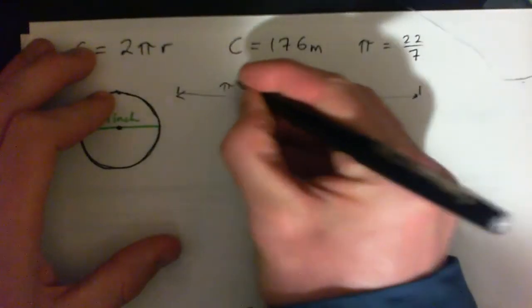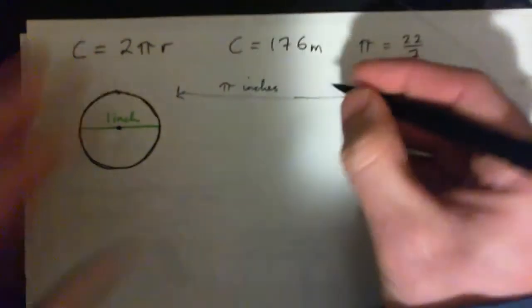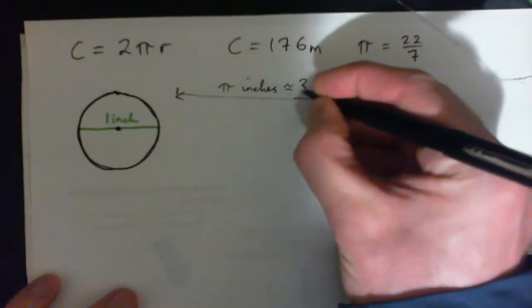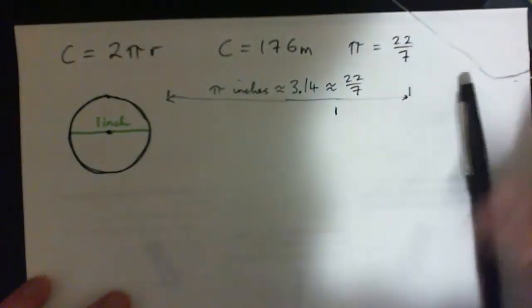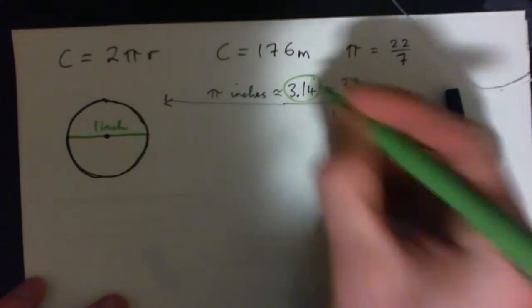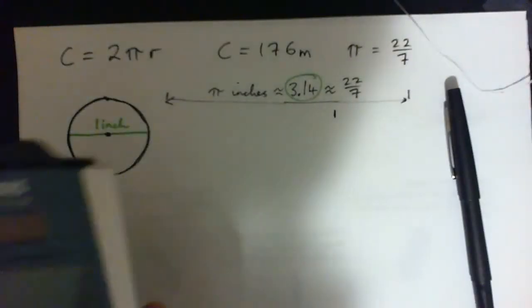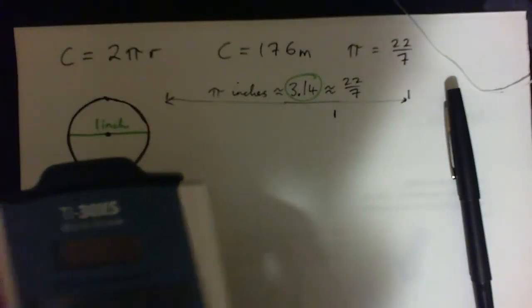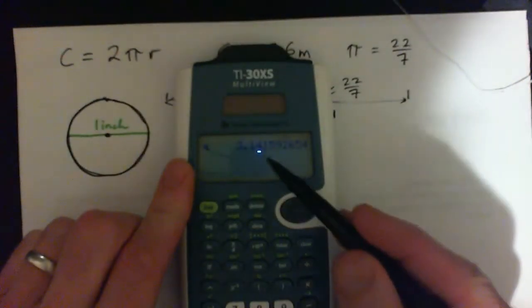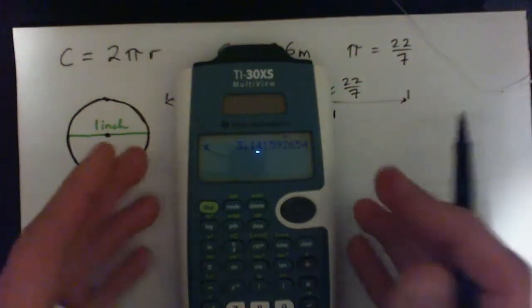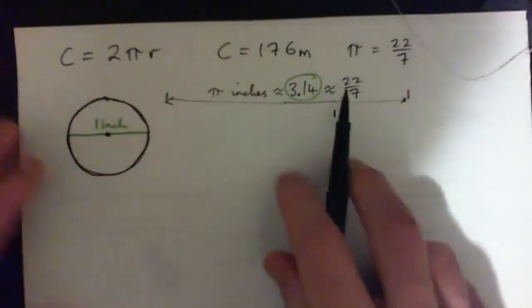This is pi inches, which is approximately 3.14, or approximately 22 over 7. But 3.14 is the most common approximation for pi. We're not using calculators in this class, but on a calculator pi is actually 3.14159265, and it goes on and on forever. It's an irrational number, but it can be approximated by 3.14 or 22 over 7.